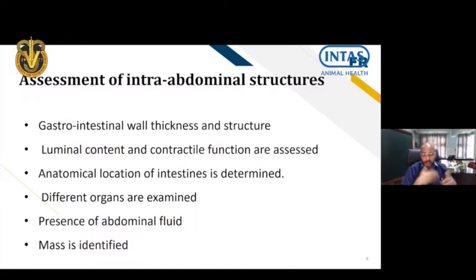You know, time and again, when you do the sonography, you should find, suppose there's a right dorsal colon, you should find it over there. Then different organs are examined of the abdominal cavity. Then you look for the presence of abdominal fluid, and some masses, if any, in the abdomen. In a very general language, these are certain things which can be seen.